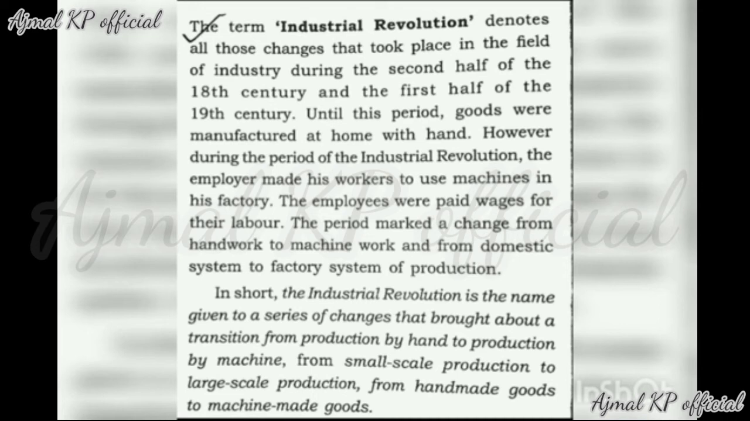And by machine, from small-scale production to large-scale production. Definitely the number of companies and entrepreneurs increased after the coming of machines, isn't it? Production by hand became production by machines. So small-scale production became more, and large-scale production increased. That's the difference. The Industrial Revolution became an important part in the coming of modern Europe.